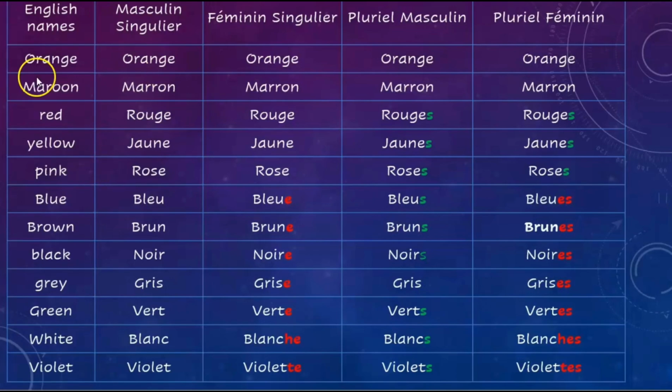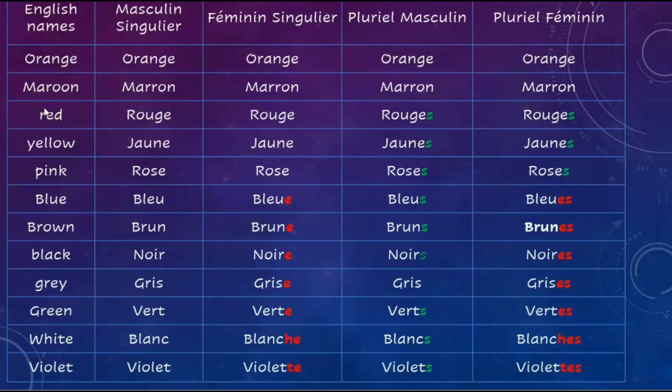We'll start with orange. Orange color, masculine singular, orange. And feminine singular, masculine plural and feminine plural all stay the same. Pronunciation and spellings are the same. We'll move to the next, maroon. Marron. Masculine singular is marron. Same is feminine singular, masculine plural, and feminine plural. Pronunciation and spelling stay the same for maroon color, which is marron.